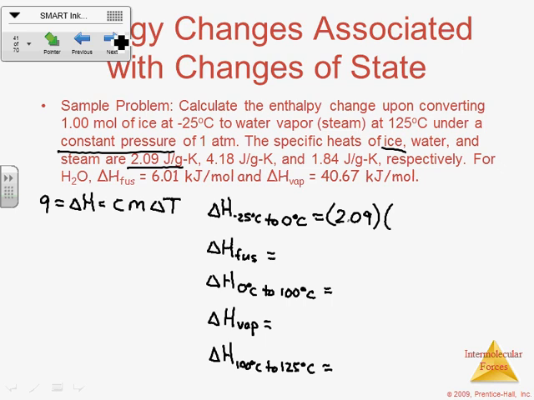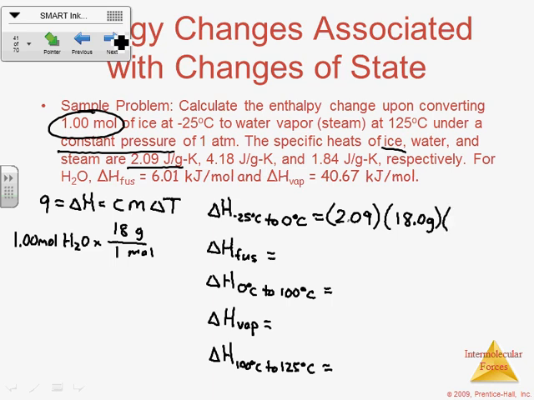Then I need to multiply that by the mass of the water. Well, the thing is, we don't have a mass, we have a number of moles. But for 1 mole of water, all I have to do is multiply by the molar mass. There are 18 grams of water in 1 mole, so this is going to be 18 grams. I guess 18.0 grams, technically.